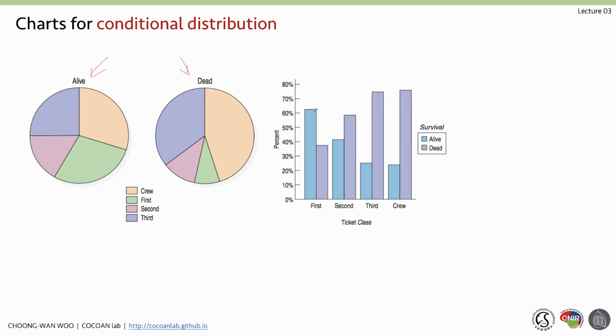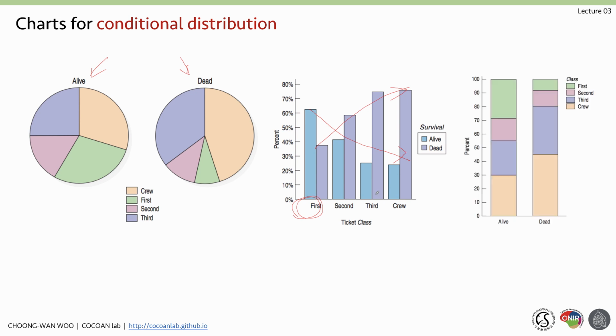As you can see here, for alive people you can see this trend, and for dead people you can see this trend. So in the first class there were more people alive than dead, but for crew there were more dead people than alive. You can also use this stacked bar plot.